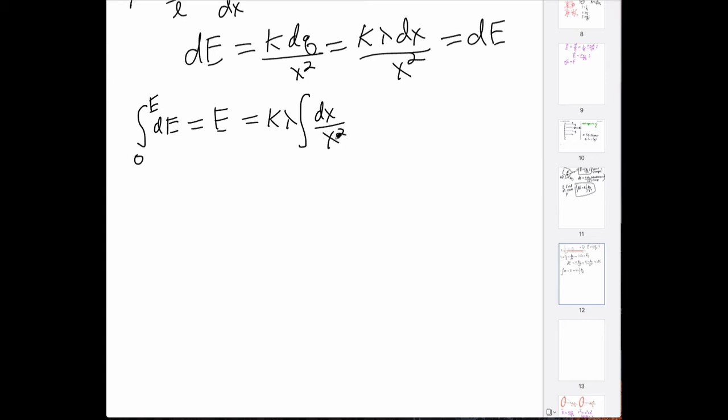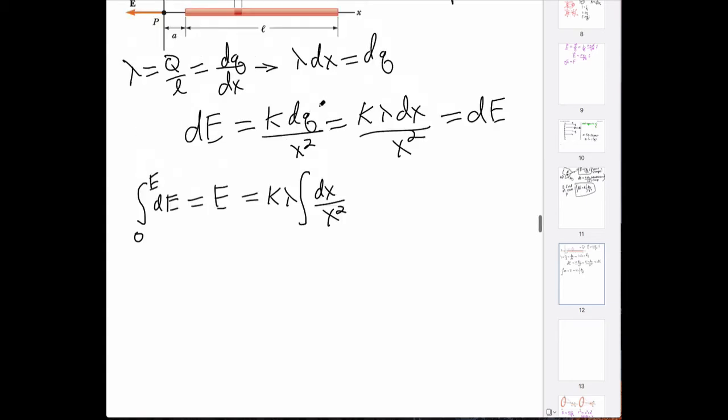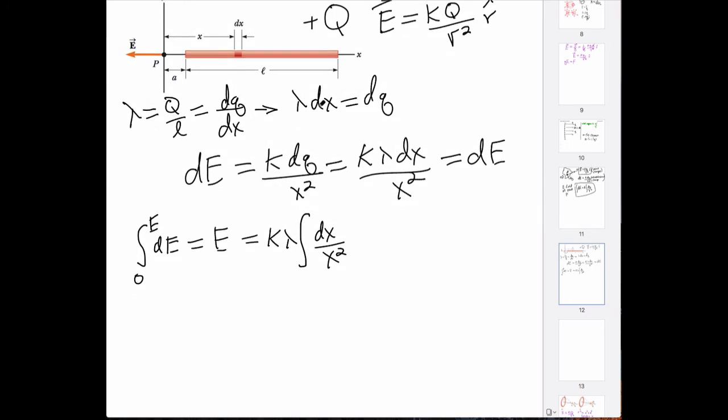Other things I would like to point out, since we're using, which is common in physics, limits here, these are definite integrals. I don't have to use the constant of integration, but I've got to get the limits right. That's the trick, though. So if we look back at our picture here, the closest point P is to the charge distribution, to the rod, is A. So that's the point right there.